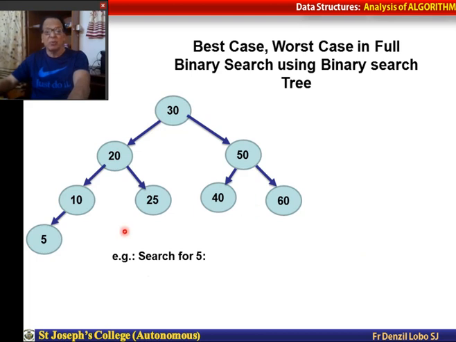What is going to be the worst case? Suppose I want to search for 5. It means I have to ask the question: is it equal to 5? I go to the left because 5 is less than 30.